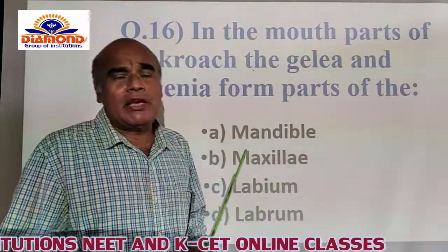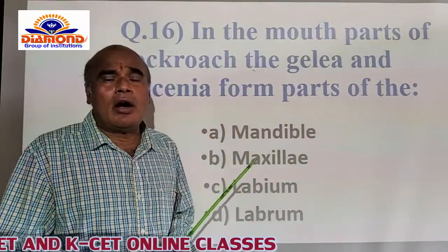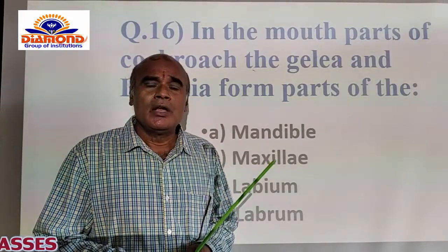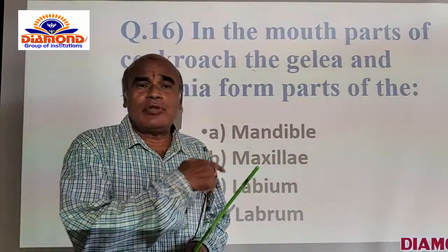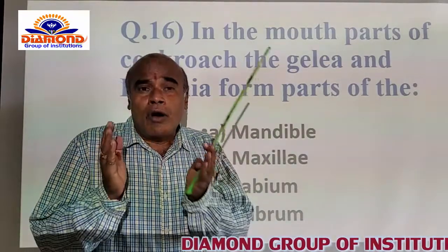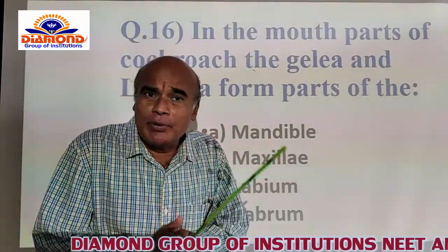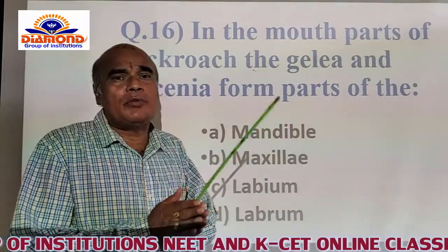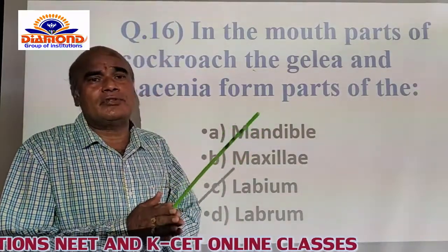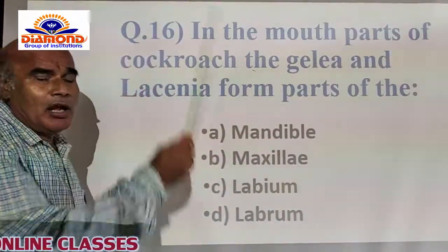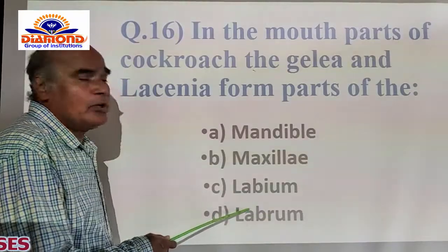So during the mastication of the food particles, some of the hard substances may be dropped from the mouth parts, and the Lacinia and Galea of the maxilla and the glossa and paraglossa of the labium are functionally similar. They can recapture the dropped food particles and hand them back over to the mandibles for the sake of mastication itself. That is the function of Lacinia and Galea along with the glossa and paraglossa of the labium.